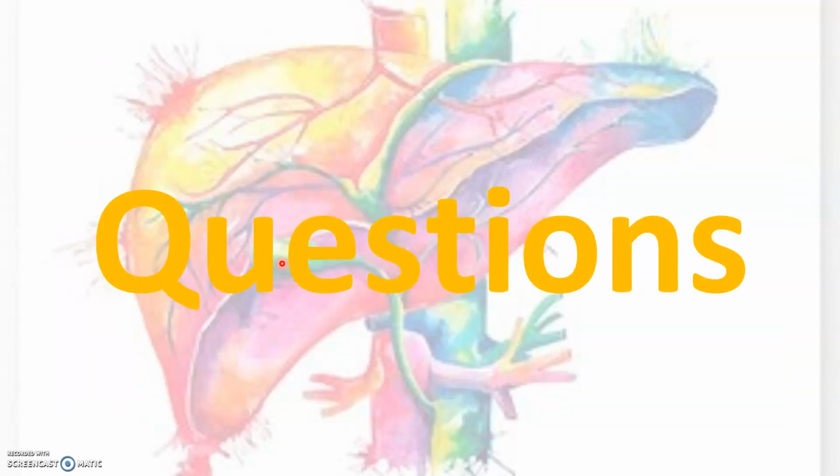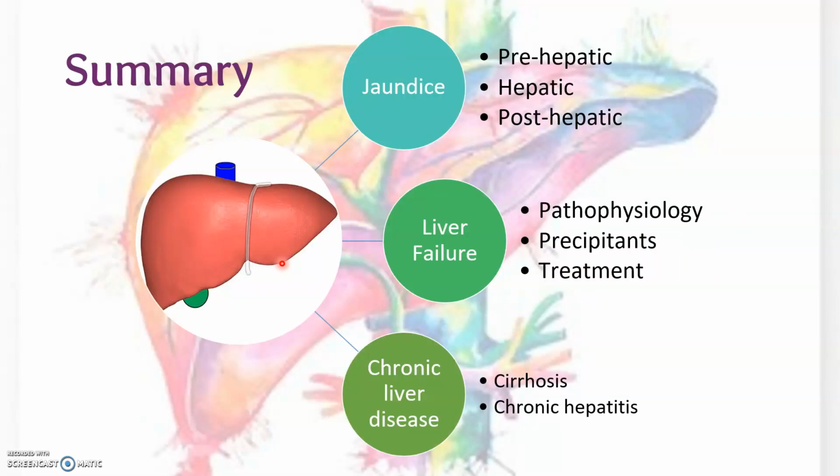So that was a very brief look at liver conditions that you might encounter in the emergency department. If you have any questions, you can bring them up in class. We looked at jaundice and liver failure. The one other topic that is worth looking at for your Part 1 is chronic liver disease, both cirrhosis and chronic hepatitis. Thank you.